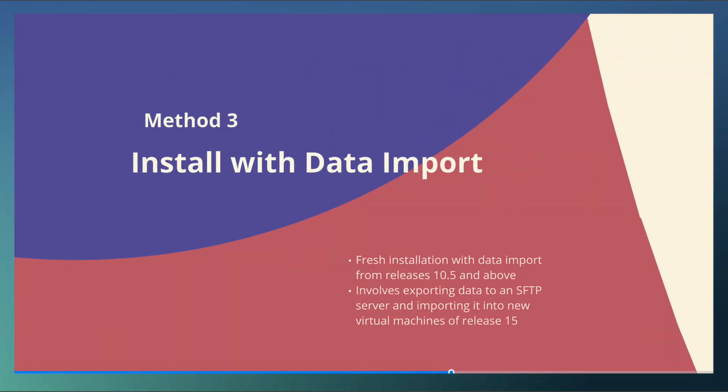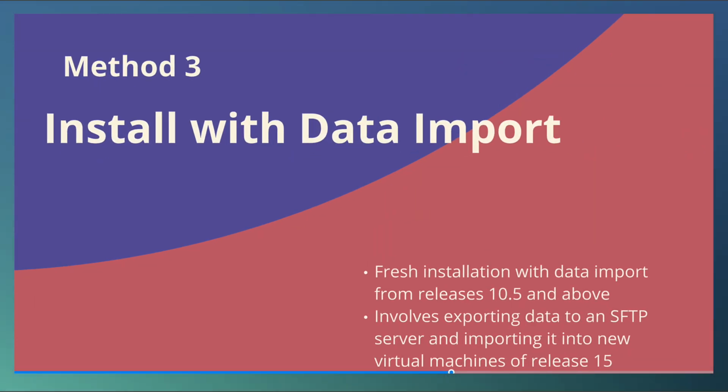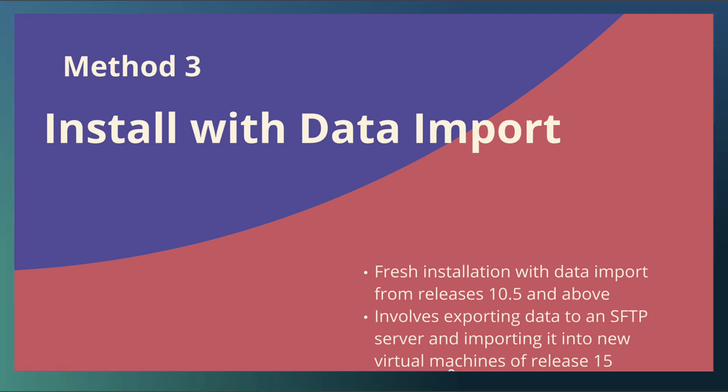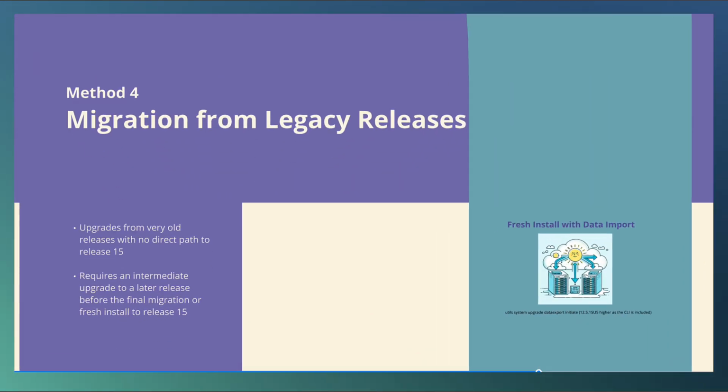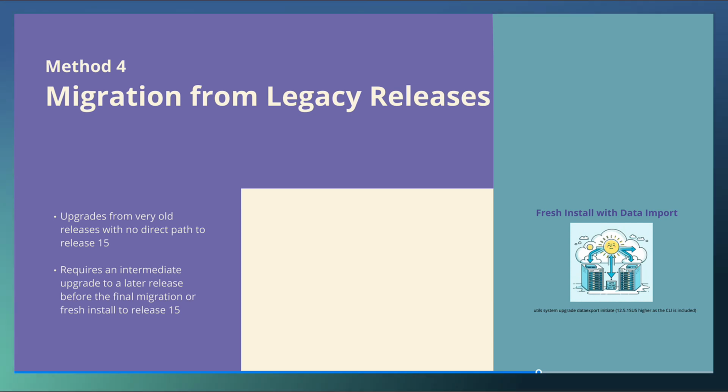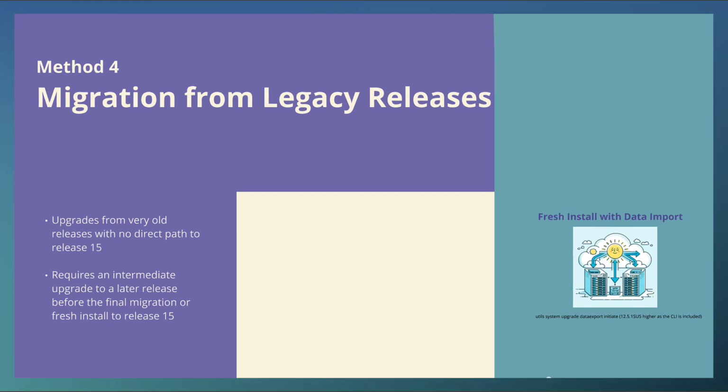The third one is install with data import. Fresh installation with data import from release 10.5 and above involves exporting data to an SFTP server and importing it into new virtual machine of release 15. The last one is migration from legacy releases. Upgrade from very old release with no direct path to release 15. This one requires an intermediate upgrade to a later release before the final migration or fresh install to release 15.